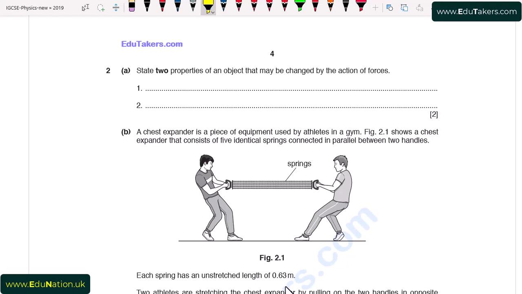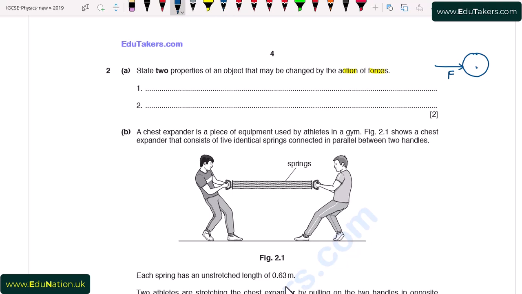Question number 2, part A. State two properties of an object that may be changed by the action of forces. So here we have to describe the two properties that can be changed when we apply a force. If I consider that I have a body and I apply a force on it, then its volume, shape or size may change, or it may travel in any direction. So the direction of motion of this body also changes by applying force.